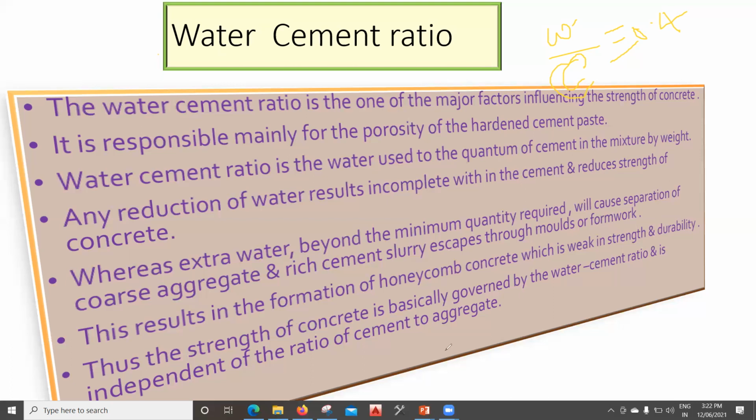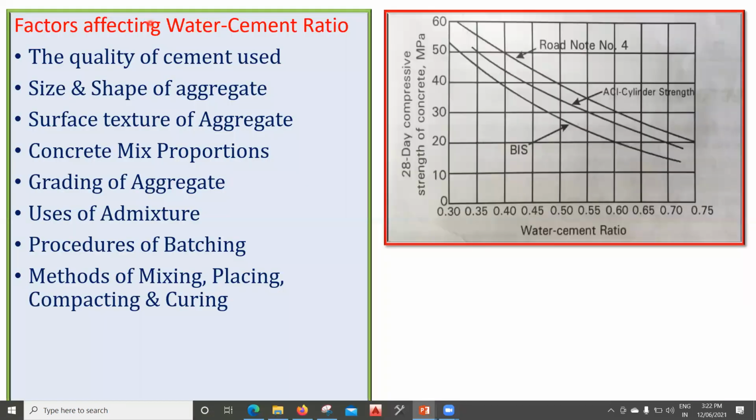So next is about the factors which affect this water cement ratio. We'll quickly go through that. The first is the quality of the cement that you're going to use, right? If the quality of the cement is good, then obviously the strength also will be good. So this is the first factor. The second is size and shape of the aggregate, which you already understood. If you're using a good size of aggregate and if the shape is angular, then it will have a better interlocking. As a result of that, it will have a good strength, which indirectly affects the water cement ratio.